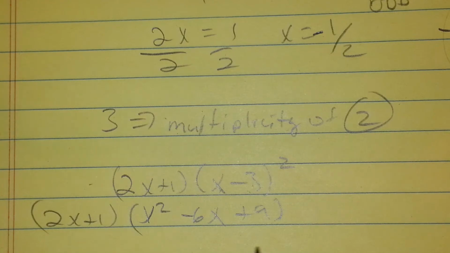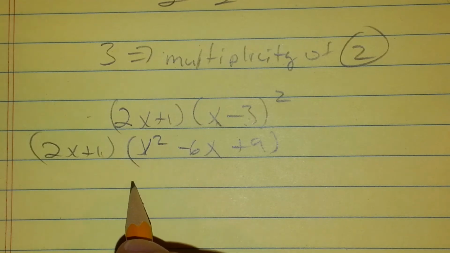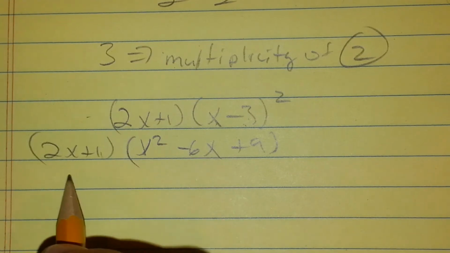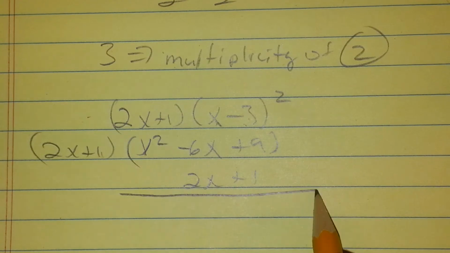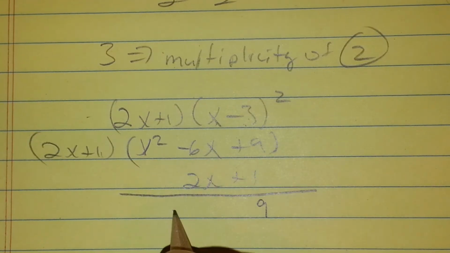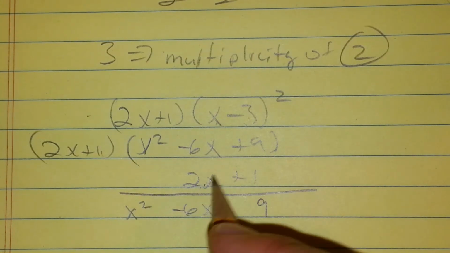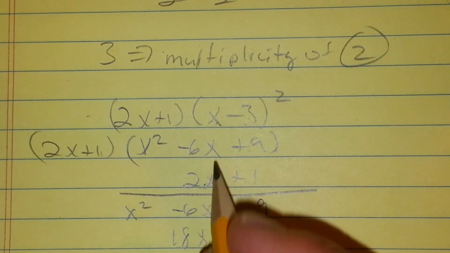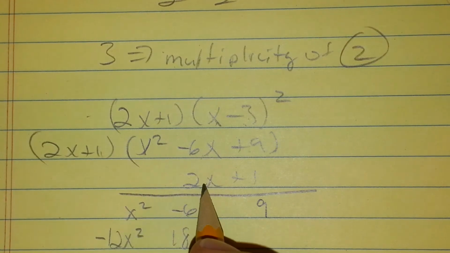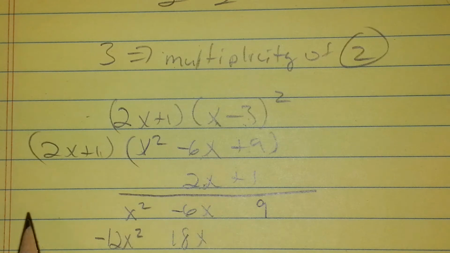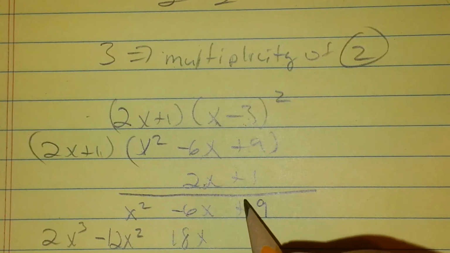This time I'm going to use a distributive property technique for multiplying. I'm going to move this down here: 2x plus 1 times 9, negative 6x, x squared. Now 2x times 9 is 18x, positive. 2x times negative 6x is negative 12x squared. 2x times x is 2x cubed. And in my columns, that's a plus 9.